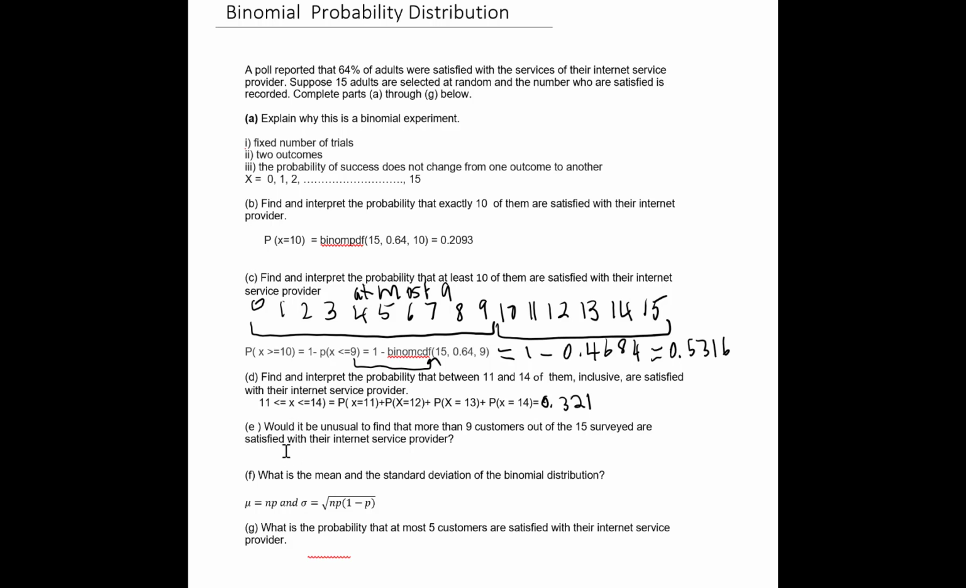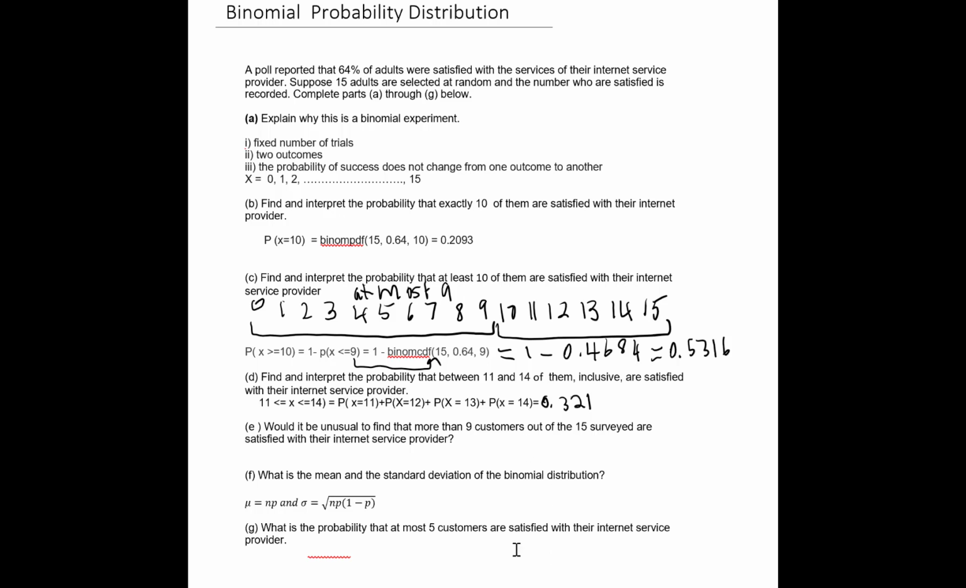E, would it be unusual to find that more than 9 customers out of the 15 surveyed are satisfied with their internet service provider? Unusual means the probability is less than 5%. If the probability is less than 5%, then it is an unusual event. If it is 5% or more, then it's not unusual. So what I need to do, guys, is find the probability of X greater than 9. And how are we going to do that?